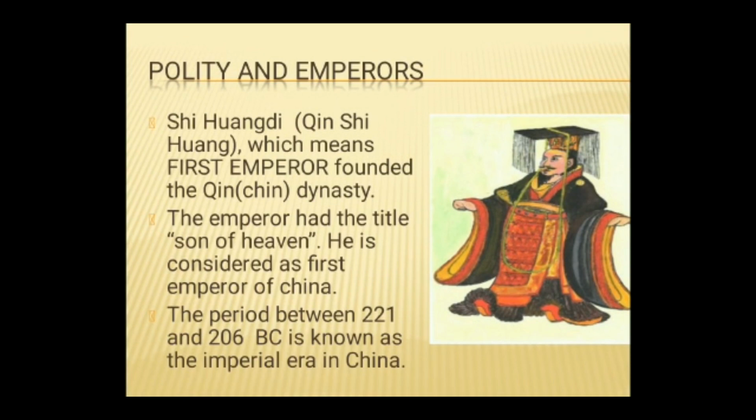Polity and emperors. Shi Huang Di or Qin Shi Huang, which means first emperor, founded the Qin dynasty. The emperor had the title Son of Heaven. He is considered the first emperor of China. The period between 221 and 206 BC is known as the imperial era in China. So in this picture, you can see Shi Huang Di or Qin Shi Huang, the first emperor of China.